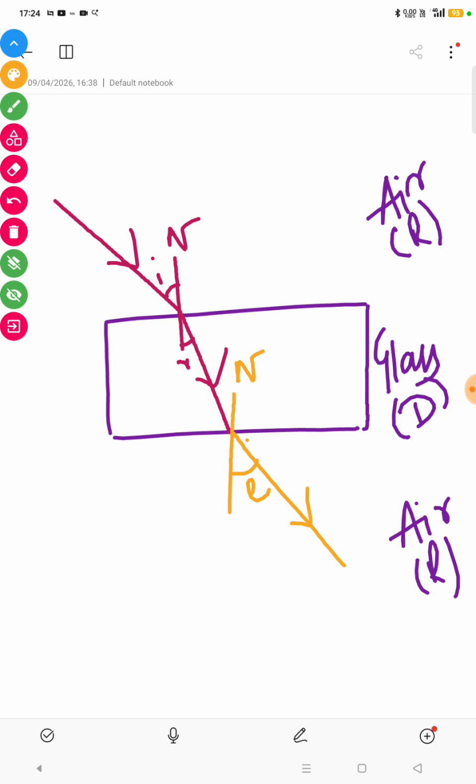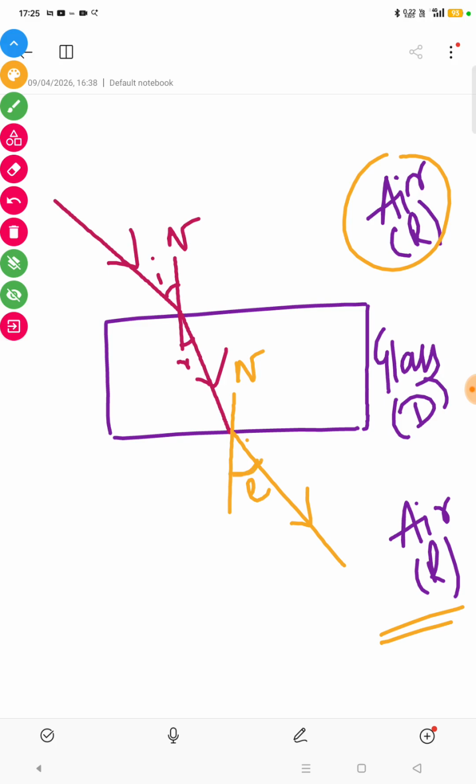This is another refraction, double refraction taking place. One, when the ray is entering the glass slab, a refraction takes place from air, which is a rarer medium, to a denser medium. The ray of light moves towards the normal. Another refraction takes place when the ray of light comes out of the glass slab into the air. The glass slab is a denser medium, air is a rarer medium. The ray of light will move away from the normal, and this is the emergent ray.